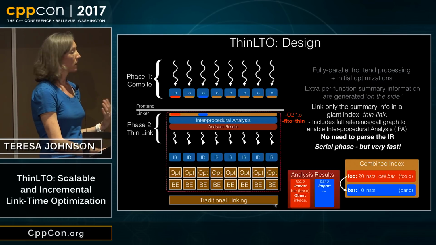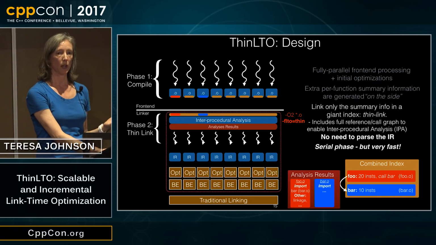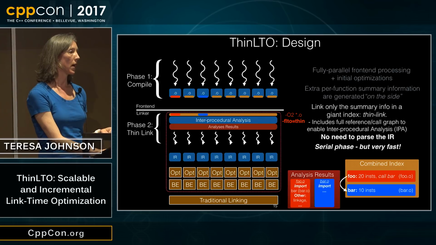And this is a serial phase, but it's not operating on IR, so it's still really, really fast. For Clang, thin linking takes a couple of seconds.